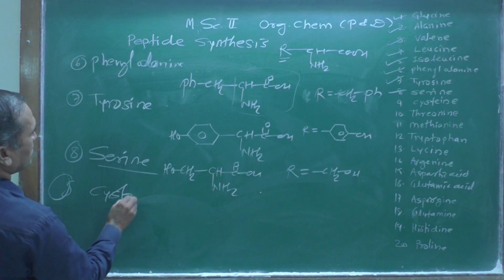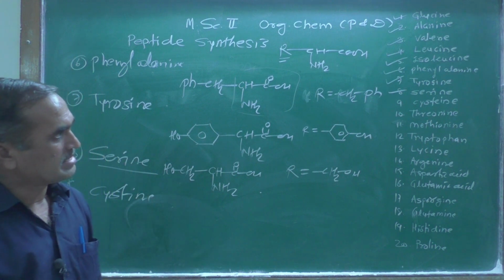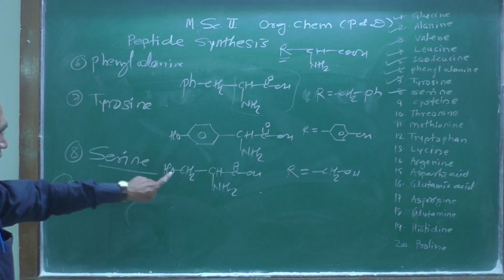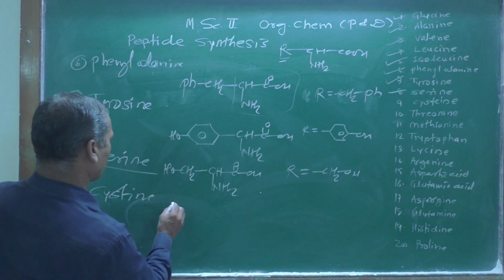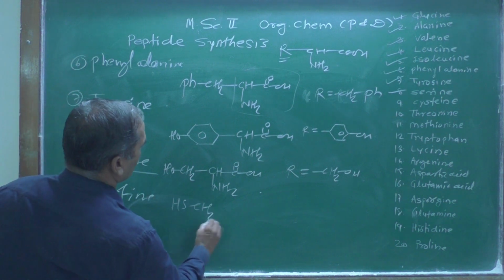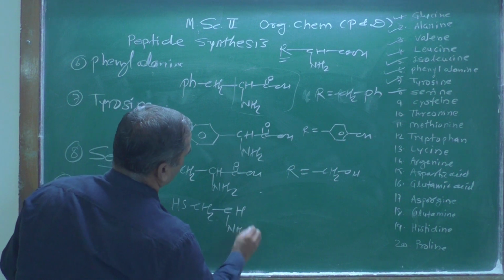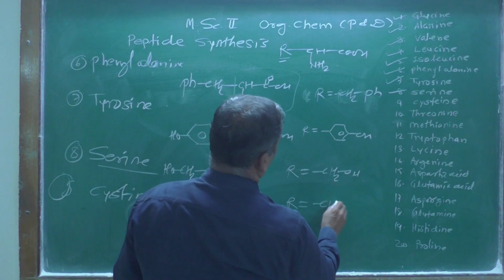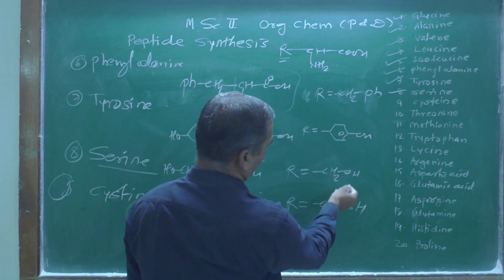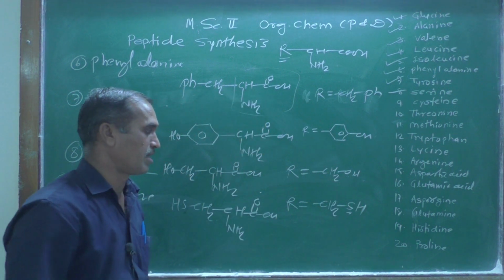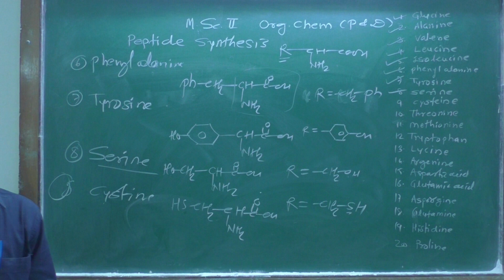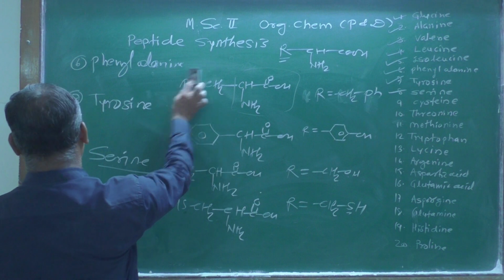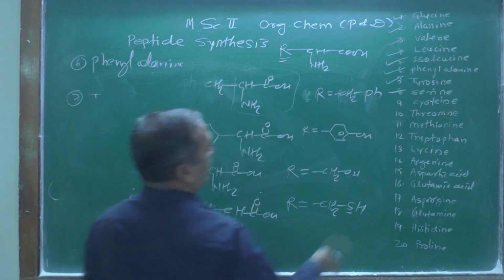Now structure number 9 is cysteine. The structure of cysteine will be this one. Instead of HO there will be a sulfur atom: HS, CH2, then CH, NH2, C double bond O, OH, where R is CH2SH. Instead of the oxygen atom there will be sulfur, and that is the structure of cysteine. These are some of the amino acid structures we have seen up to 9.